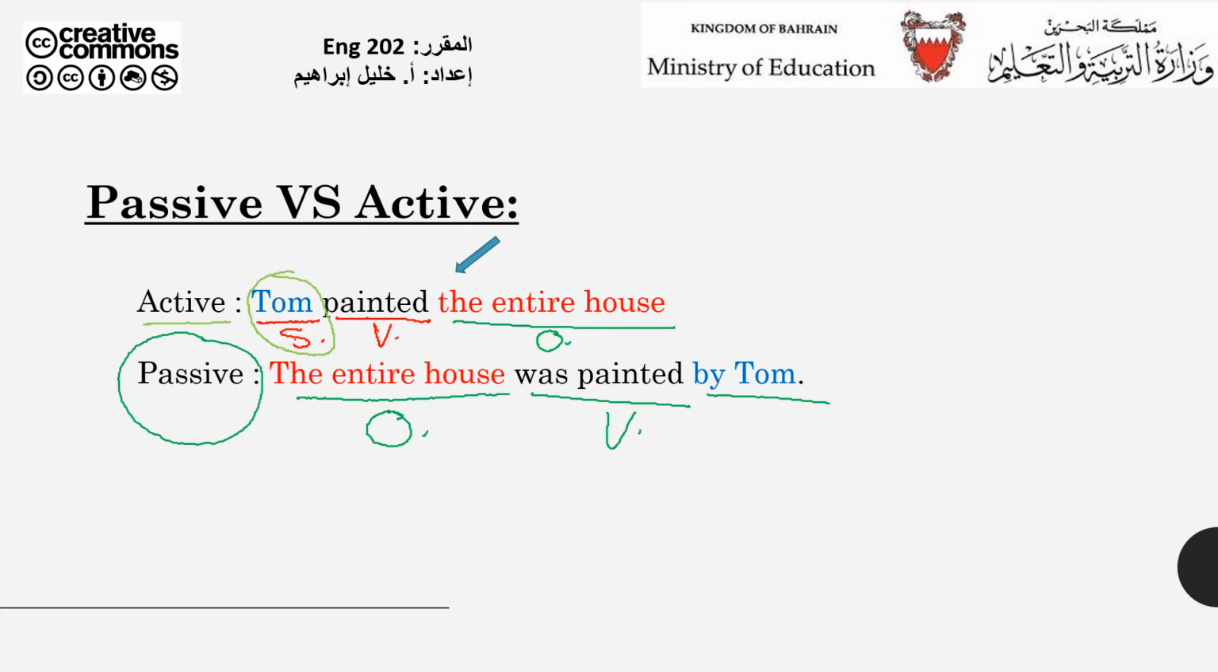In easy words, we can differentiate between active and passive through the structure of the sentence. If the sentence starts with the doer of the action, or the subject, it is active. If the sentence starts with the object, it is a passive sentence.